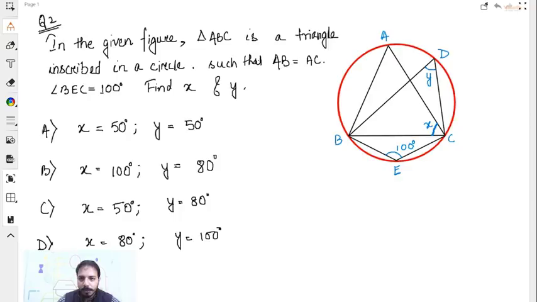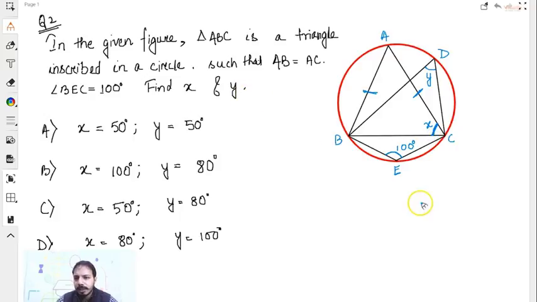Okay, let us go to the next problem. In this question it says, I have a chord and I have a triangle ABC which is inscribed inside this circle such that AB is equal to AC, okay? And there is one more triangle BDC and one more triangle BEC. See the figure here. In this figure it is given that AB is equal to AC, and this angle is given as 100 degrees and this angle is X.